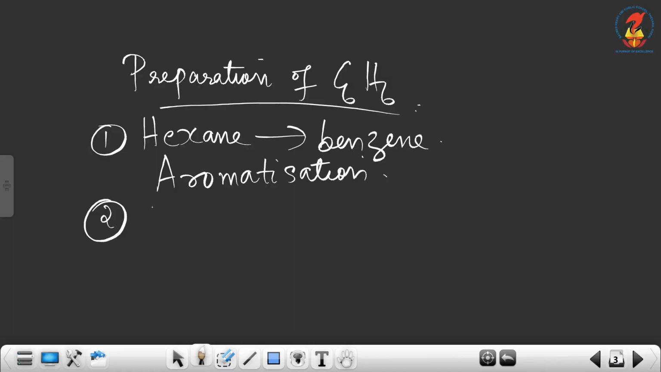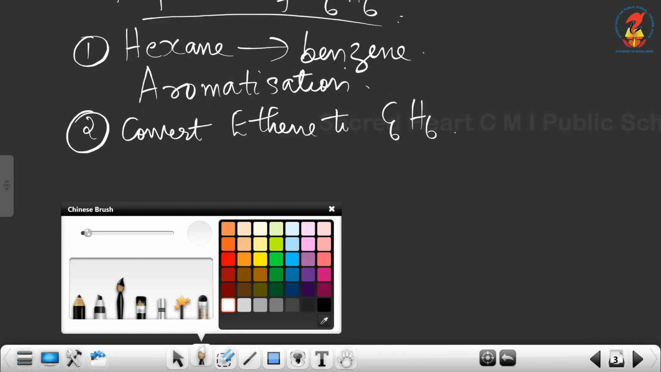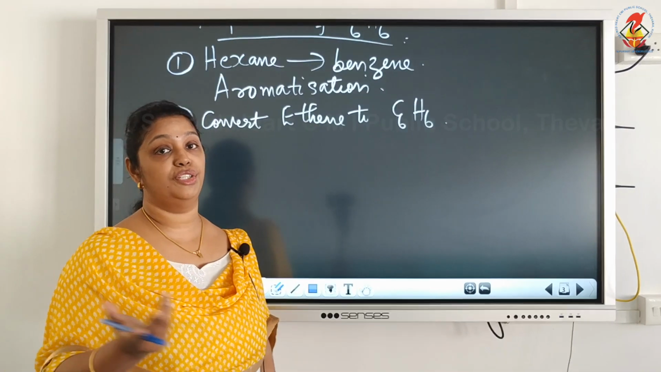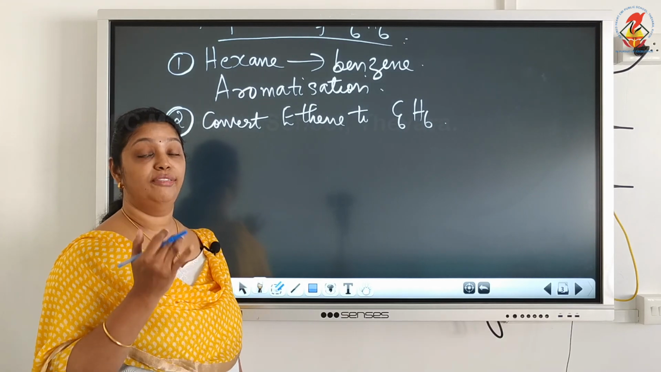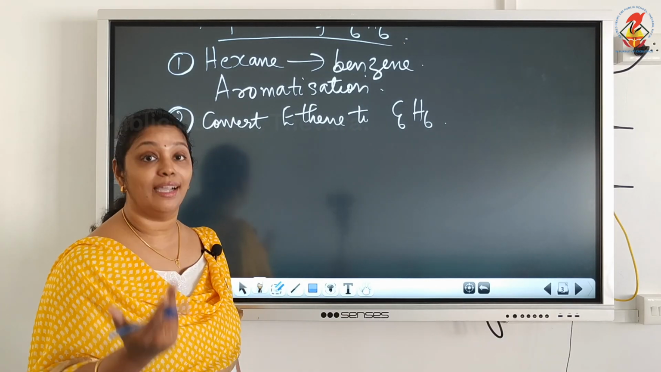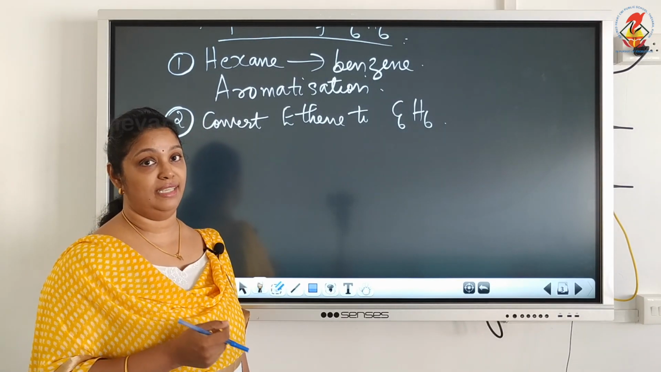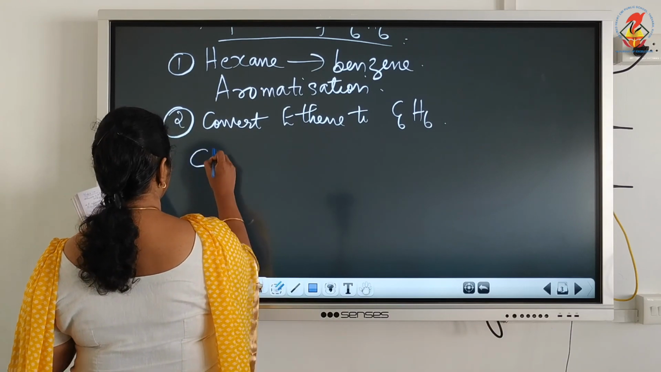Now the second is to convert ethene to benzene. Now for ethene to benzene, we have not learned any properties under ethene for the conversion into benzene. So I am going to show how to convert ethene to benzene. First, ethene can be converted to ethyne, and from ethyne you can prepare benzene by cyclic polymerization. So how to convert ethene to ethyne? I am going to write the steps.